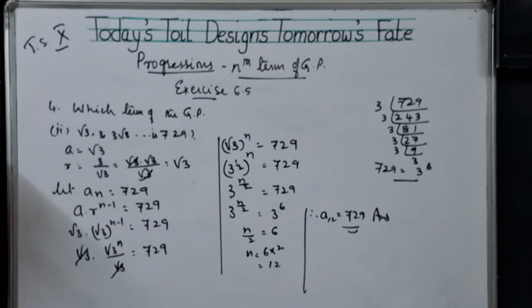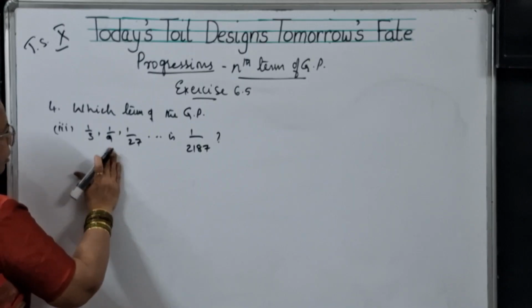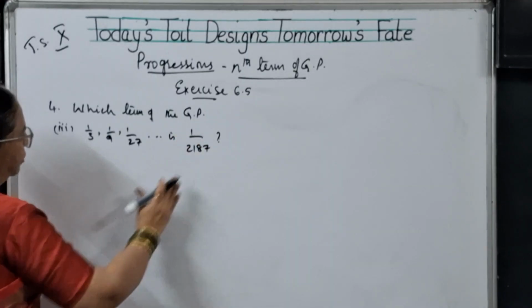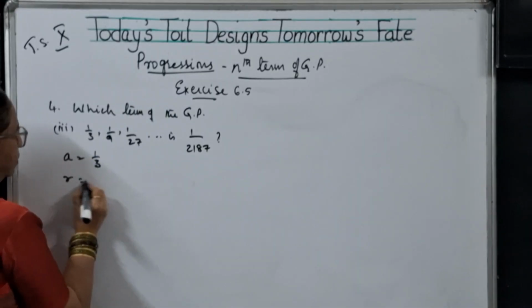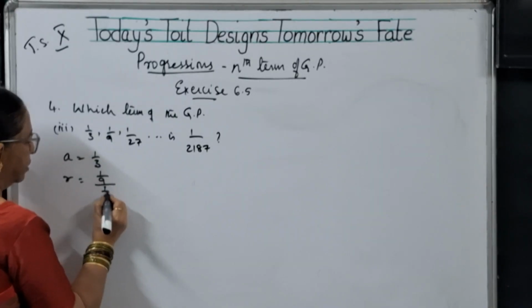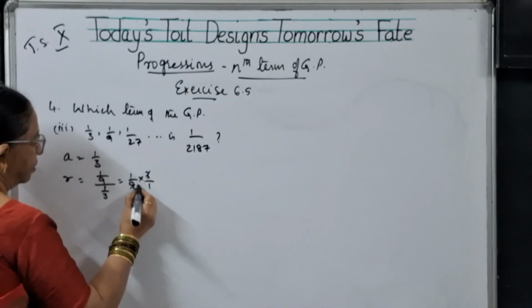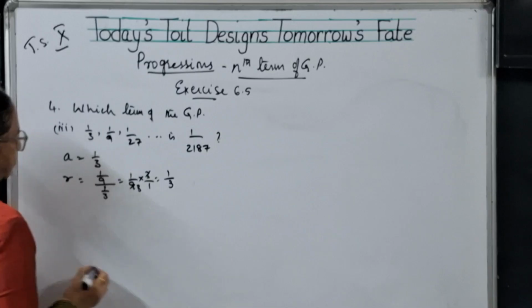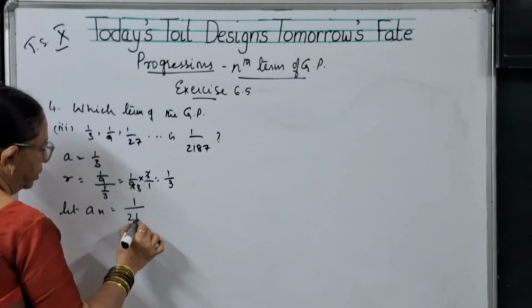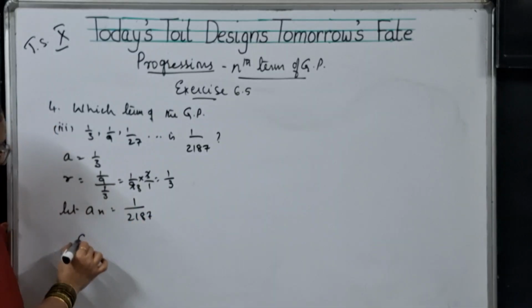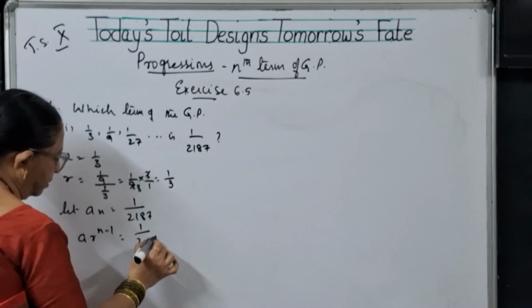Please note it down. Now, third bit of the same problem, children. 1 by 3, 1 by 9, 1 by 27, and so on, up to 1 by 2187. So a is 1 by 3, r is 1 by 9 by 1 by 3. 1 by 9 into 3 by 1, that is, we are getting r as 1 by 3. So let us suppose that a_n is 1 by 2187. That is a into r to the power of n minus 1 is 1 by 2187.